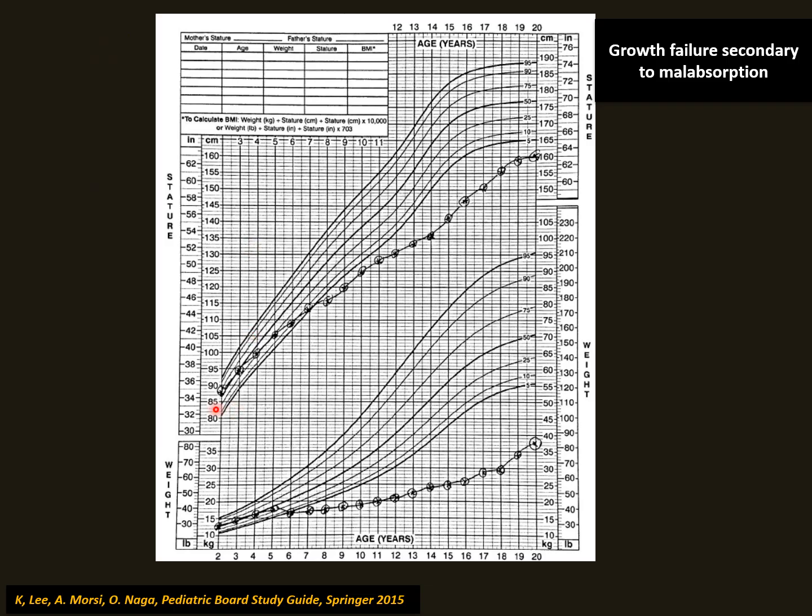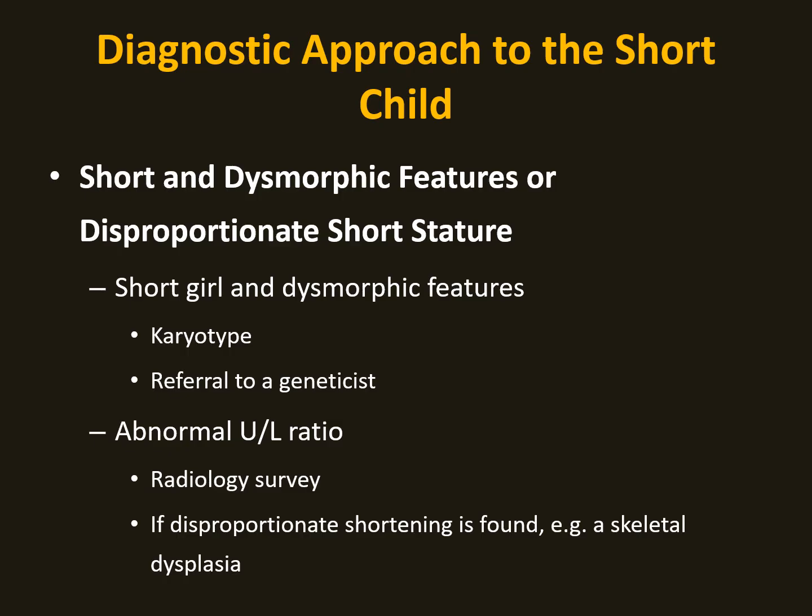For example, if you look at this growth curve, this is a classic growth curve for failure to thrive or growth failure secondary to malabsorption. You will see here the height is declining after the weight. So you will see an initial decline in the weight, and then the height will follow afterwards. So if the weight is affected first, followed by the height, this is mainly gastrointestinal or nutritional or other systemic diseases.